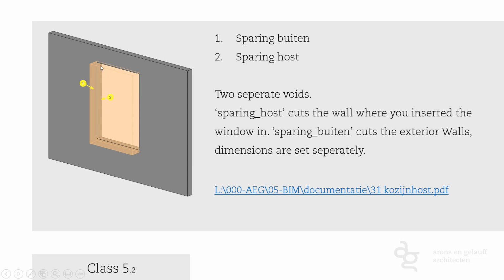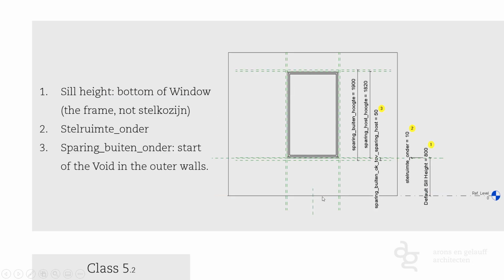And number two is another box, that's the sparing host. So you have two boxes that cut through walls, and you can set them separately. So the sparing host cuts the wall where you insert it, and buiten cuts the exterior walls. And here you can find some more explanation. It's in Dutch, and it's a bit more elaborate, but basically this is what it says.